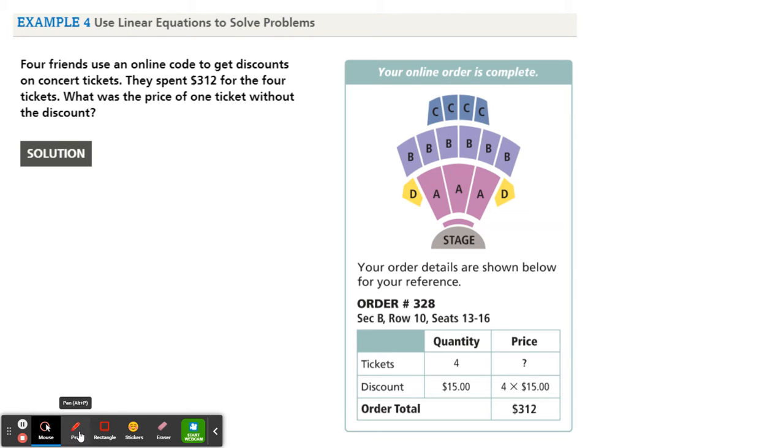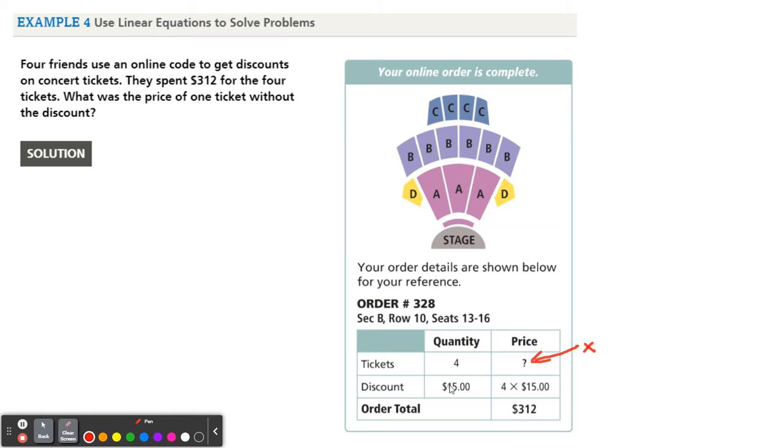All right, so if we take a look at this situation here, right? So we're ordering tickets for a concert. If you've never done that before, if you go online, usually they have the venue's map like up here with the A's, B's, and C's, and you pick your ticket. So here's what they did. They bought 4 tickets for the price we don't know. That's what we're trying to find, right? So this is going to be our X. So the price is going to be our X.